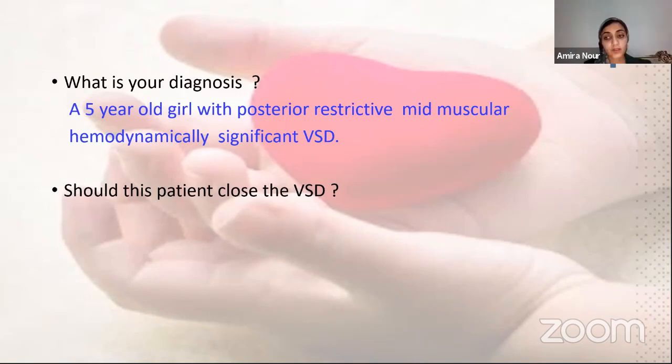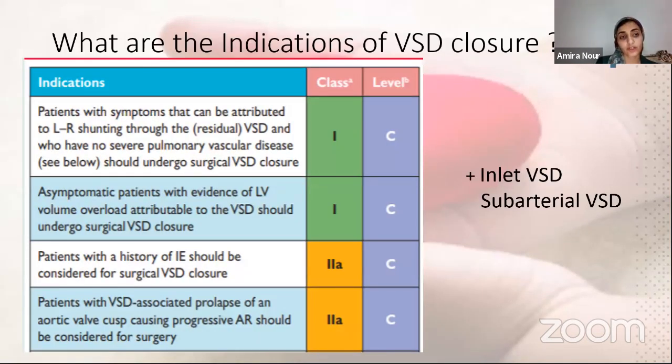Yes, actually, as you said, Dr. Soha, this patient has a restrictive mid-muscular VSD, and it is hemodynamically significant, and this patient is symptomatic. But your question is, should every patient with VSD have it closed or not? Before I answer this question, we should know the indications of VSD closure.